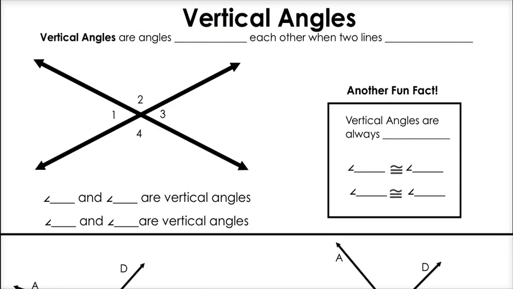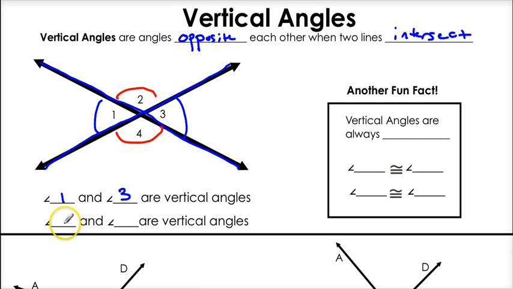Vertical angles are angles opposite each other when two lines intersect. What does that mean? So look, I have two lines here. I got this line and I got this line. All right, they intersect. And the angles that are opposite each other are 1 and 3. You see how they're across from each other? So 1 and 3 are vertical angles. And also 2 and 4. See how they're across from each other? Those are also vertical angles.